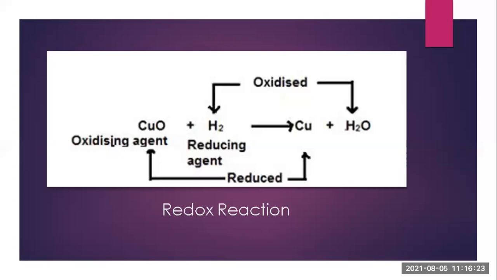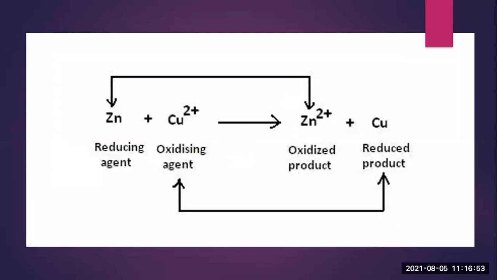Now here in this case, CuO is reduced because it is helping H2 to gain the oxygen. That's why it is an oxidizing agent. And why is H2 a reducing agent? Because it is gaining the oxygen, and as it is gaining the oxygen, that means it is itself undergoing oxidation. So that's why it is a reducing agent.